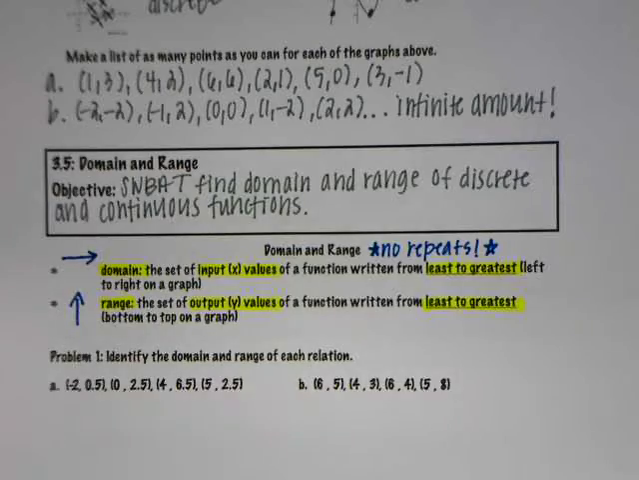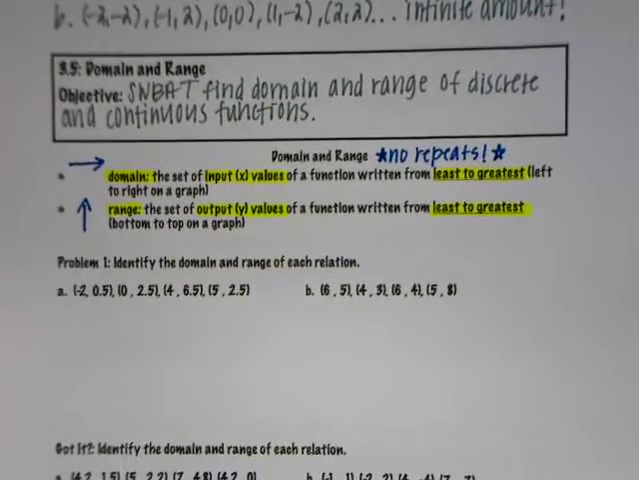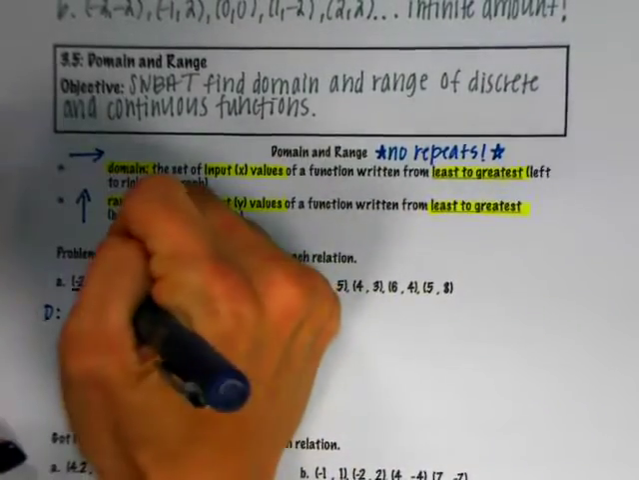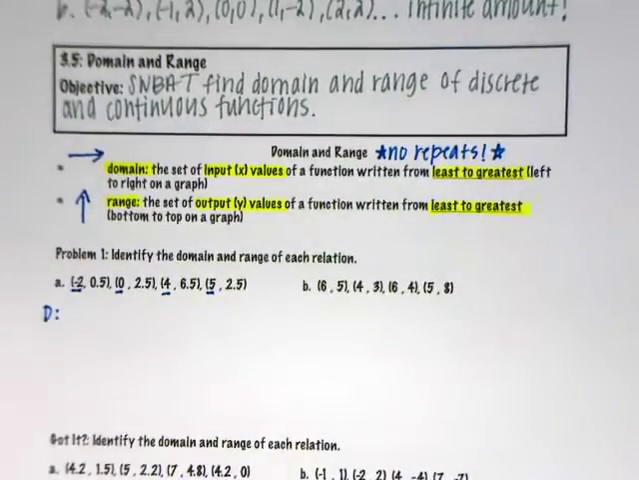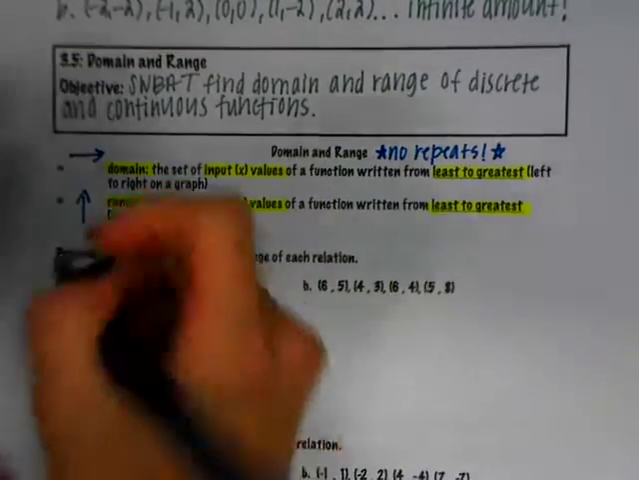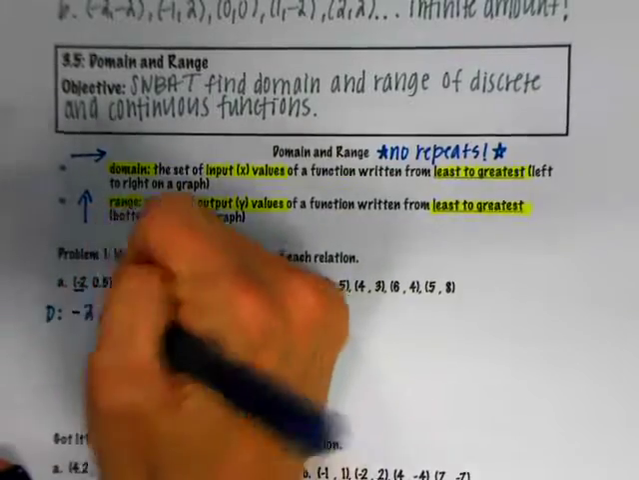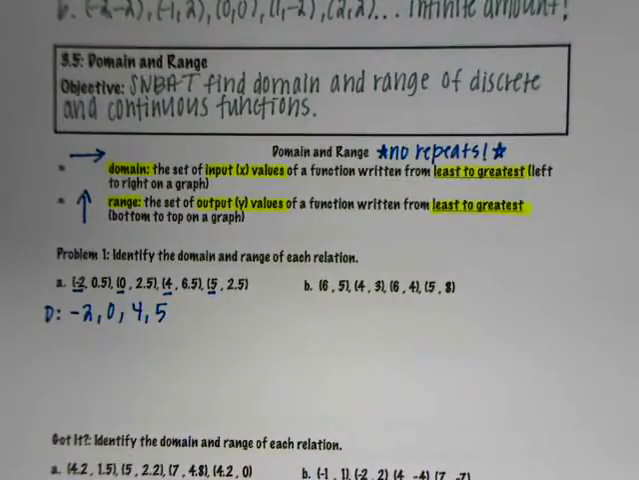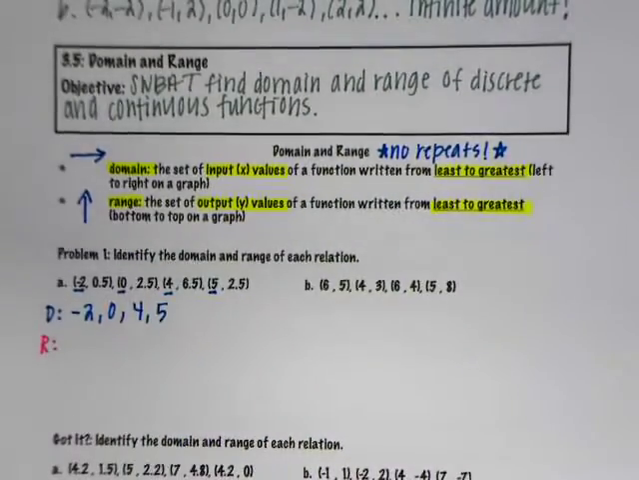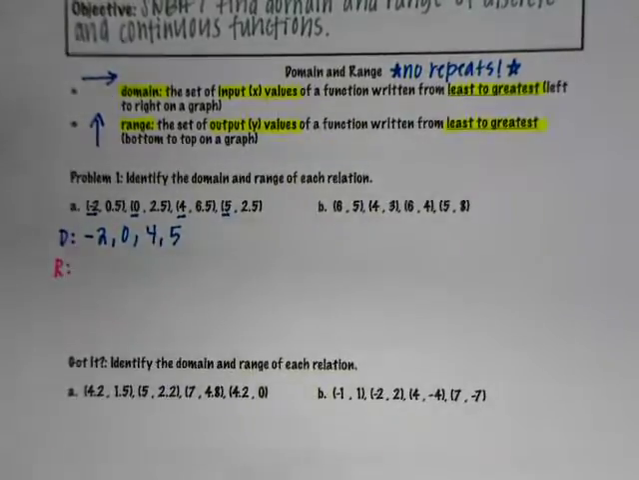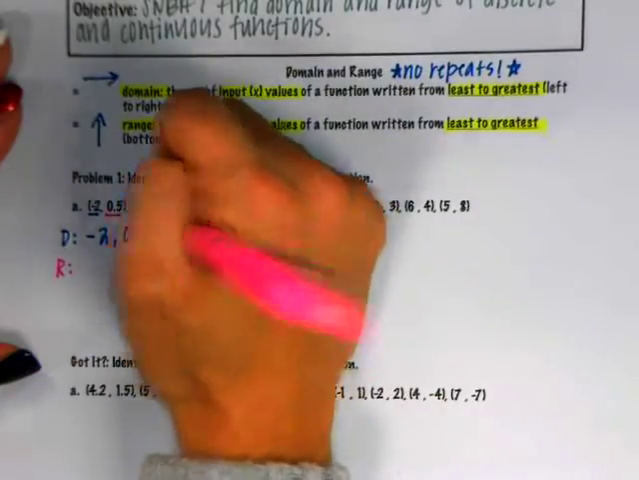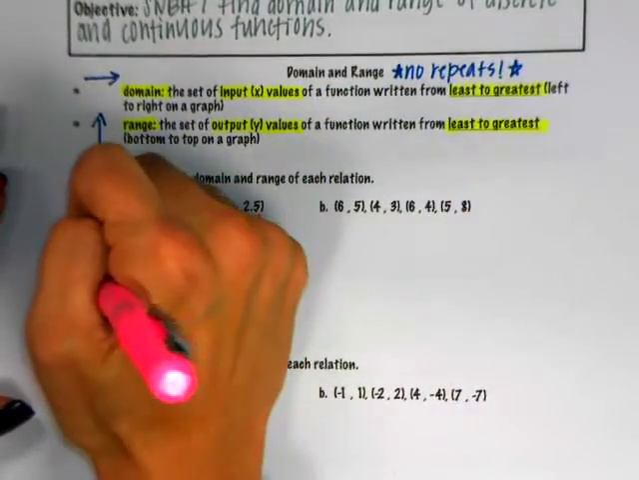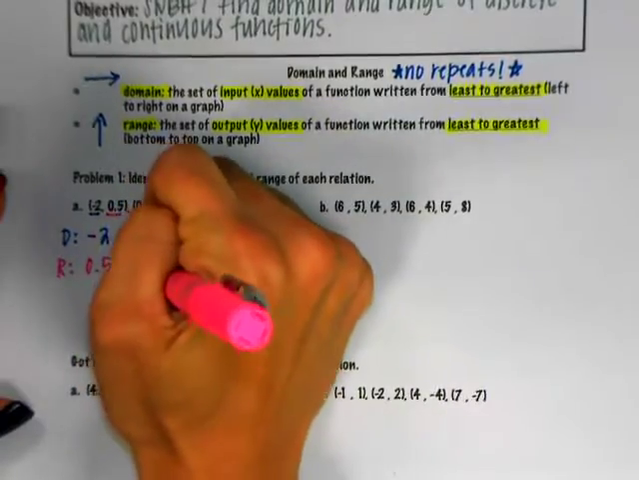Okay, so for problem 1, domain is going to be all of your x values. So I'm going to look at -2, 0, 4, and 5. You write those least to greatest, no repeats. They're already like that, so just -2, 0, 4, 5. And then your range, you're going to look at all of your y values. So I have 0.5, 2.5, 6.5, 2.5. We're just not going to repeat the 2.5. So I'll just have 0.5, 2.5, 6.5.